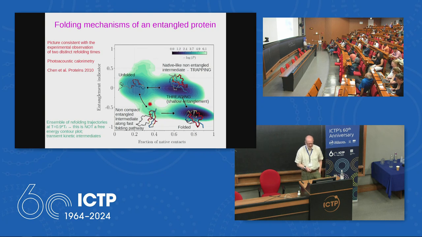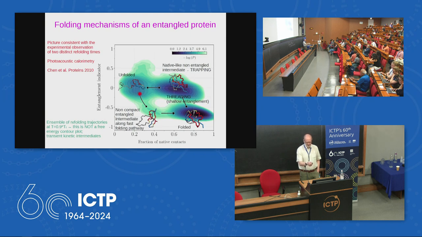What we see here is a plot where we put together all the information that we get from a whole ensemble of refolding trajectories. It looks like a free energy contour plot, but it is not, because this is not an equilibrium plot. We have used two reaction coordinates: the fraction of native contacts formed, and this entanglement indicator. We start from an unfolded structure with no entanglement formed and few native contacts formed. Then here we have a folded structure with a negative chirality entanglement formed and most native contacts formed. The point is we find two alternative folding pathways, a fast pathway, which is fast because it goes through a short-lived intermediate, which is non-compact, with just a little bit more contacts with respect to the unfolded initial state, but where the native entanglement is already formed.